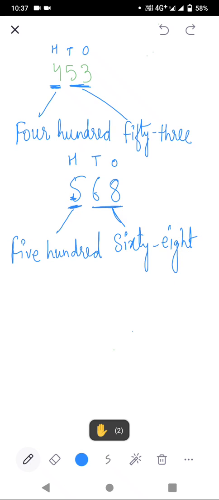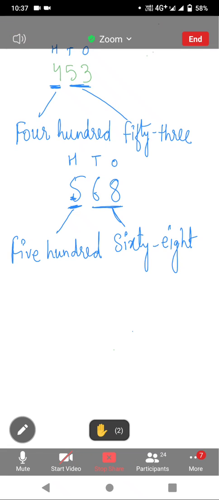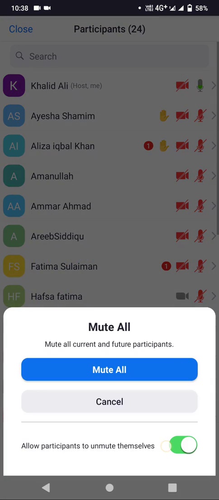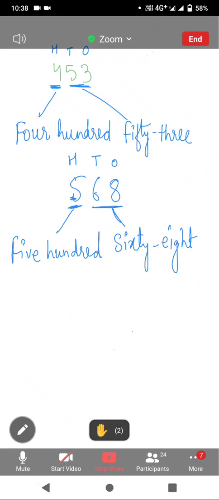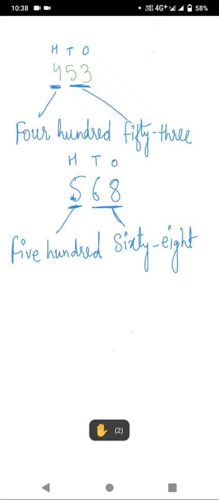So like this we write number names for three-digit numbers. Okay, everyone understood?